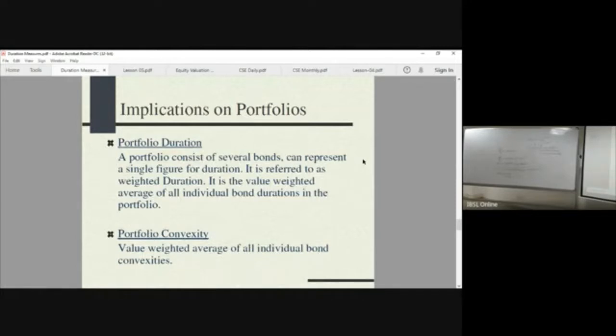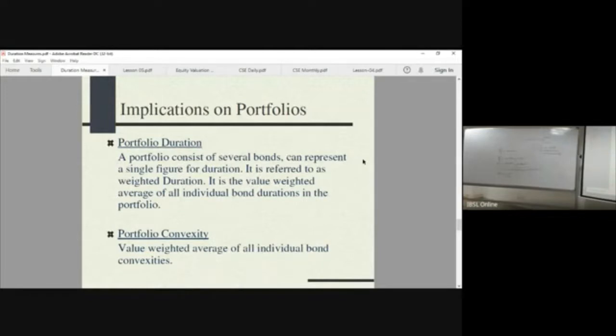It's a very simple calculation. Just like the weighted average concept. You need to get the weights, you need to get the separate durations. And what you do is, you multiply the weight with each duration. The total will give you the portfolio duration.